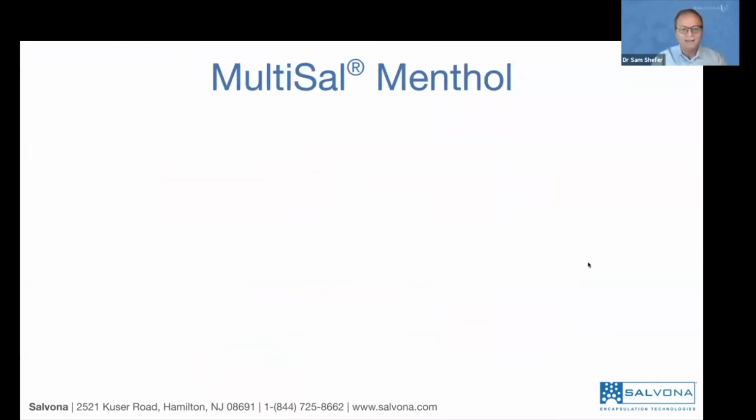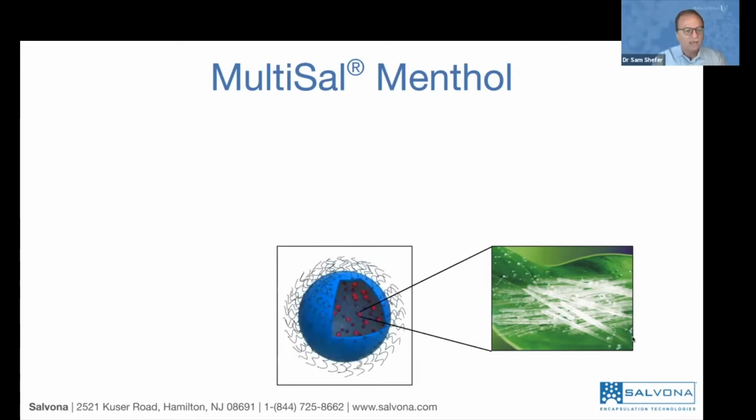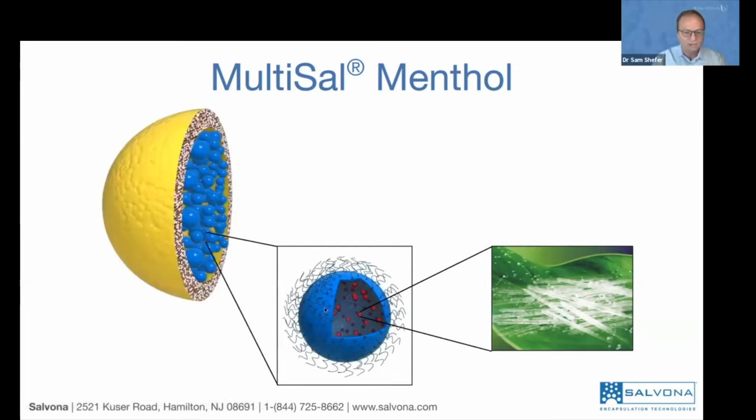Now let's see how it's happening in reality. For example, I want to show you MultiSal Menthol. Menthol, you know, comes as crystals. As crystals, it is very difficult to use in a typical formula. So what we do is we first encapsulate the menthol into submicron spheres, and these submicron spheres are then re-encapsulated in a microsphere.